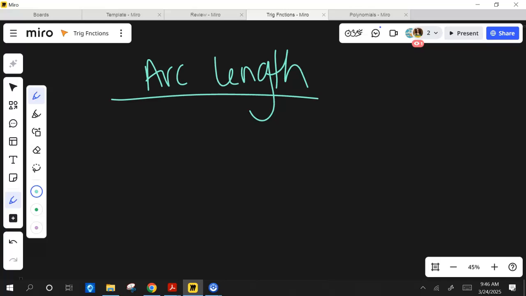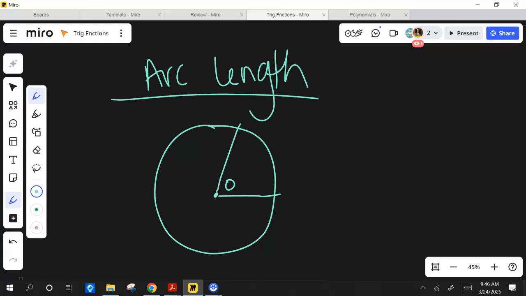All right, arc length. Arc length is super easy, but let me show you what it is before I show you how to find it. So if I've got this circle, remember, theta measures my angle. Wherever it happens to be, theta is my angle. The arc length is exactly what it sounds like. It would be the length of what we call the intercepted arc.